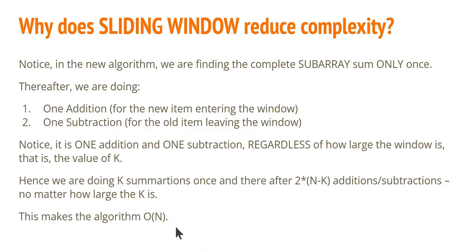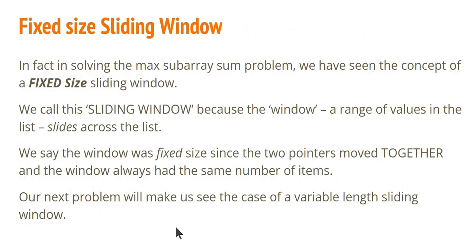The specific sliding window that we looked at here was a fixed size sliding window. We spoke about it several times. We call it sliding window because it's like a window that is sliding across the list. We call it fixed size because the window size was fixed. Remember, the left and right pointers moved together. In the while loop code, we had left equals left plus 1, right equals right plus 1. In the for loop code, one of them moved with the for loop, one of them moved explicitly, but they nonetheless moved together. And hence we call it fixed size.